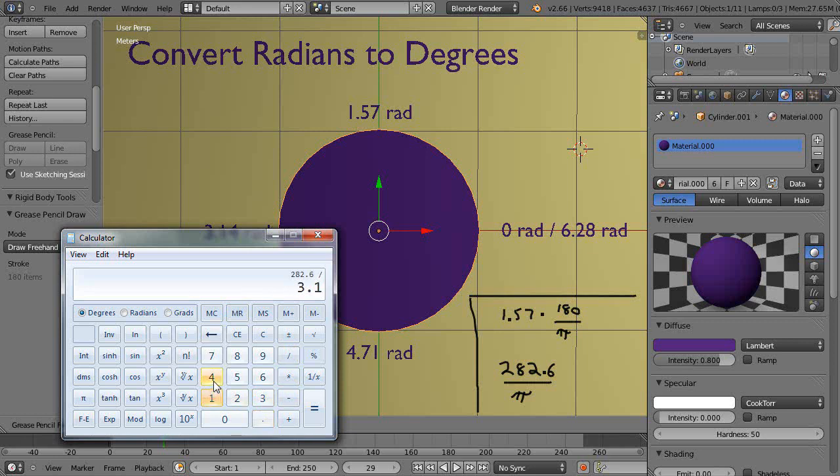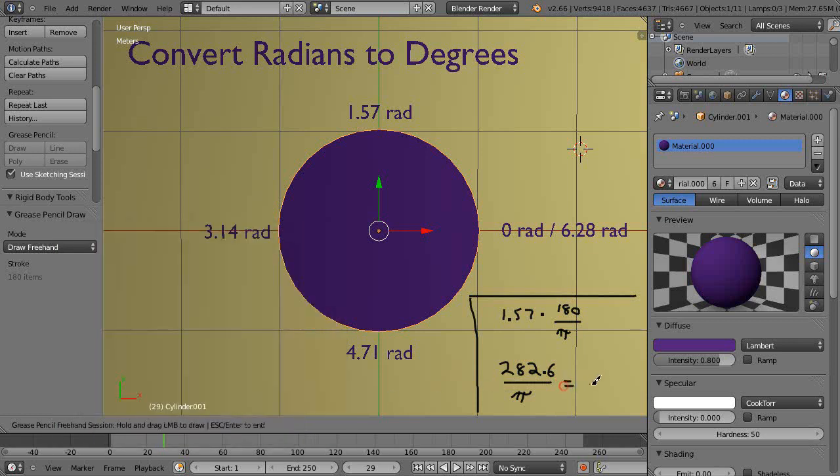That's just an approximate number, so this isn't precise. If you want more precision, just add more digits. And there it is, equal to 90 degrees for your angle. So if you have any value in radians, you just multiply it by 180 over pi, and it'll give you the results in degrees.